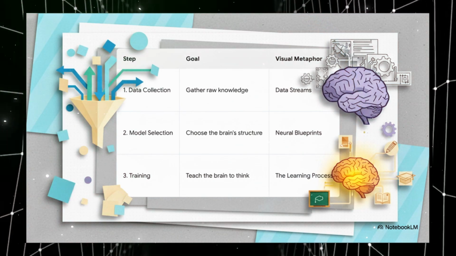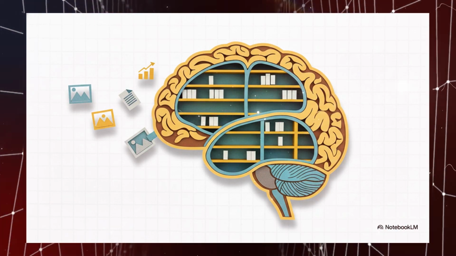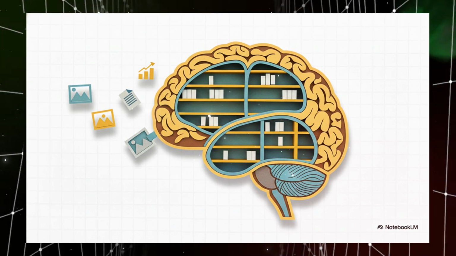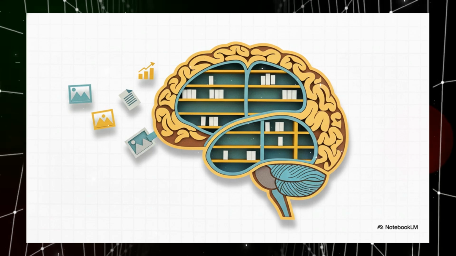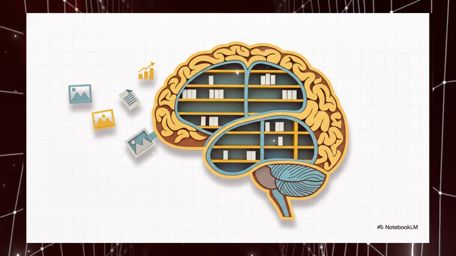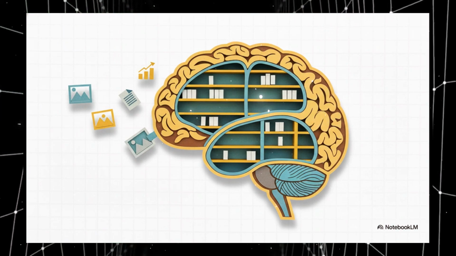So let's dive into that first one. Step 1 is all about data collection. See, an AI is only as smart as the information you give it. Think of it like this. You're stocking a massive library for a student who's never read a single book. You need tons and tons of good, relevant data, whether that's pictures or text or just numbers. This is what your AI will use to start understanding the world.